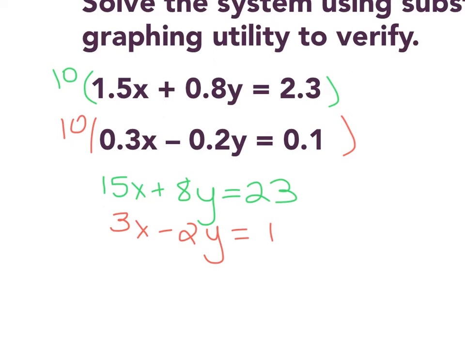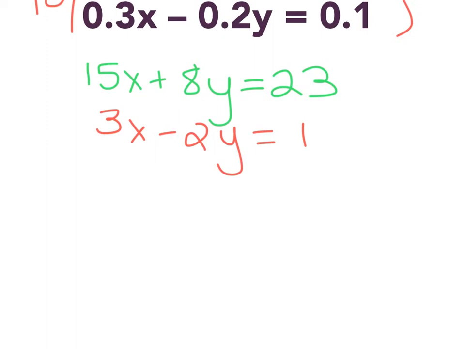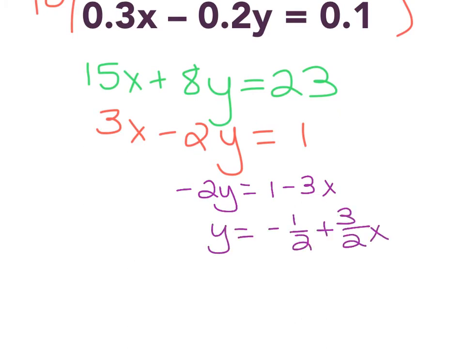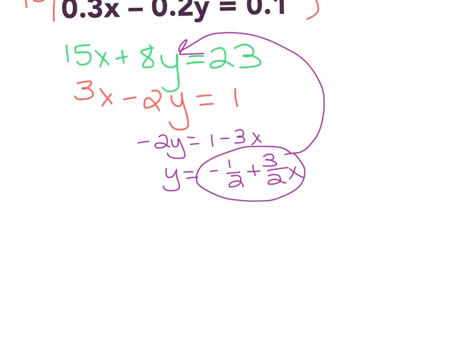Now here's a case where there's not a single variable by itself, right? So at some point I'm going to have to subtract and divide. So just pick a variable. Which one would you solve for? The y in the second one? Okay. So I would subtract the 3x. This is negative 2y equals 1 minus 3x, and then divide by negative 2. So now I'm taking this and I'm plugging in here for the y.